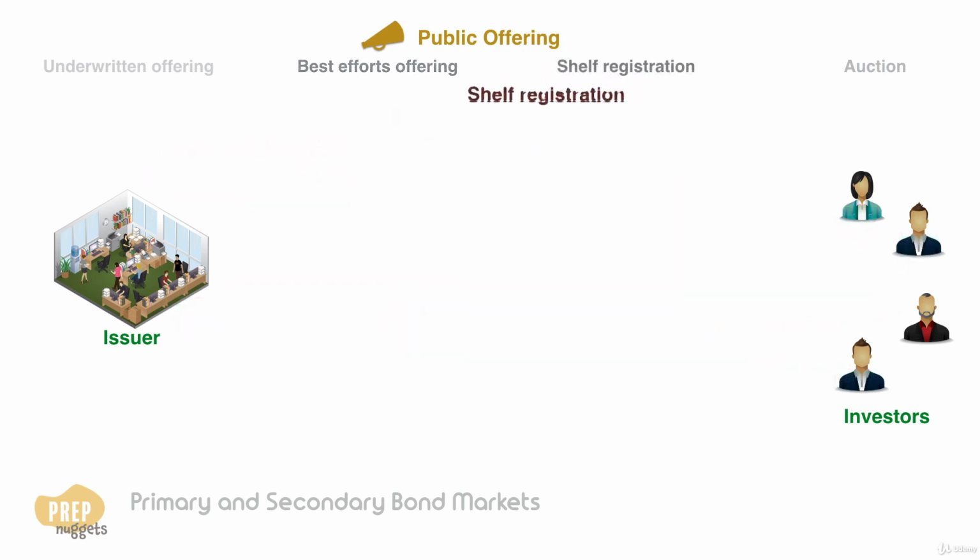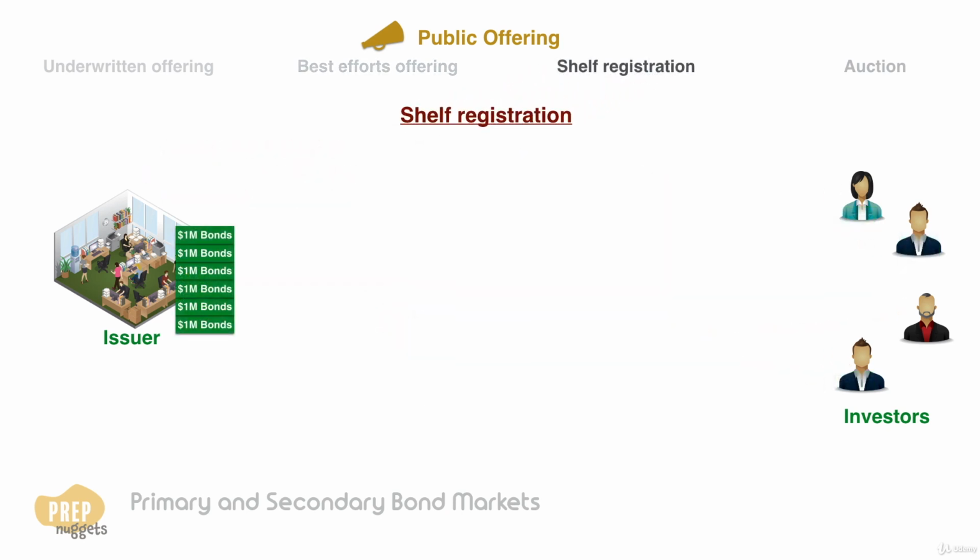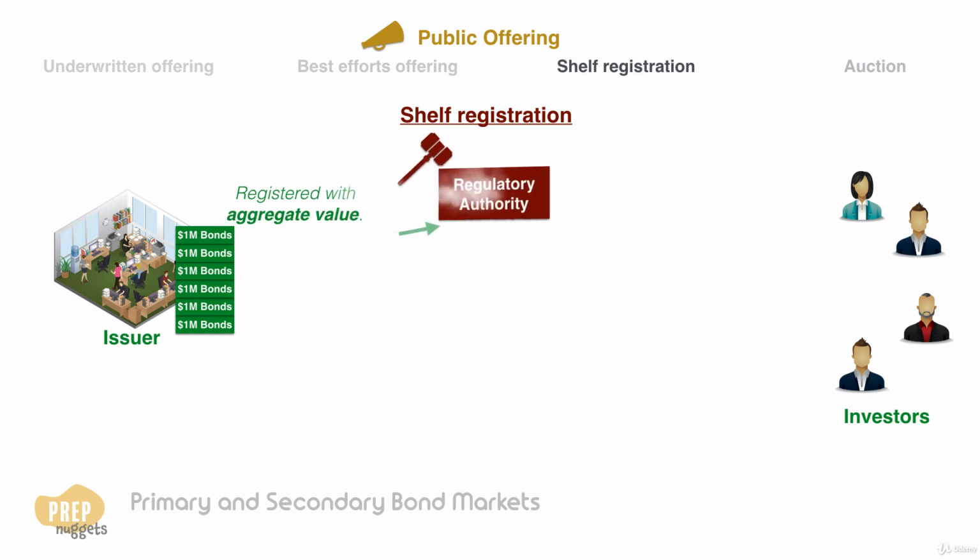In a shelf registration, a bond issue is registered with securities regulators in its aggregate value with a master prospectus. Bonds can then be issued over time when the issuer needs to raise funds.